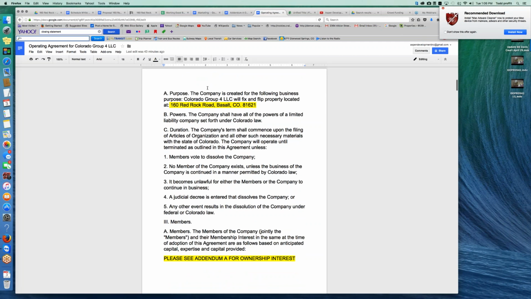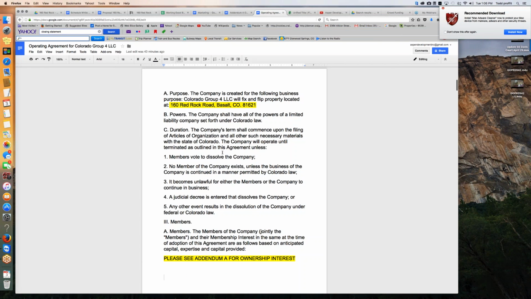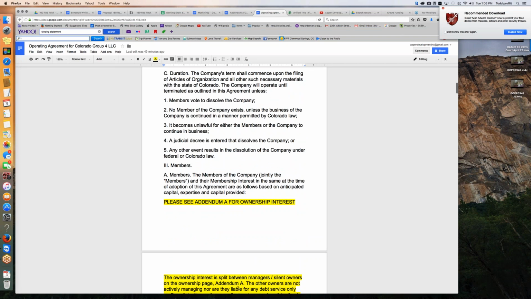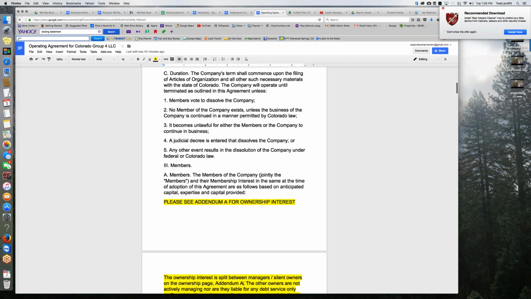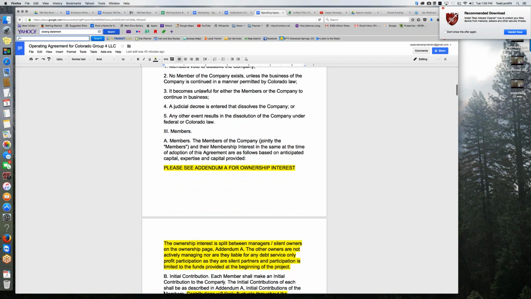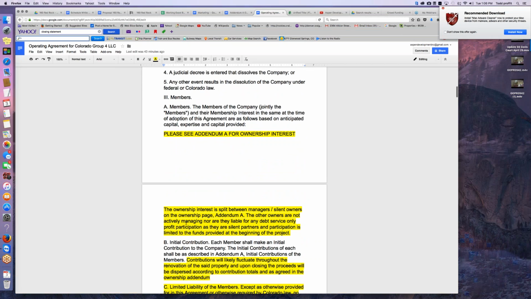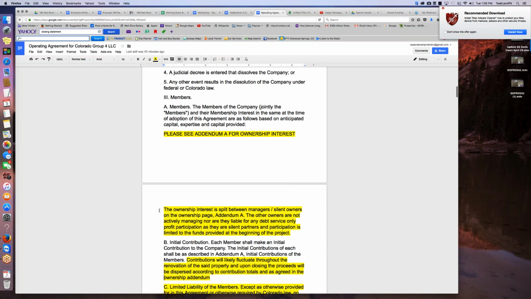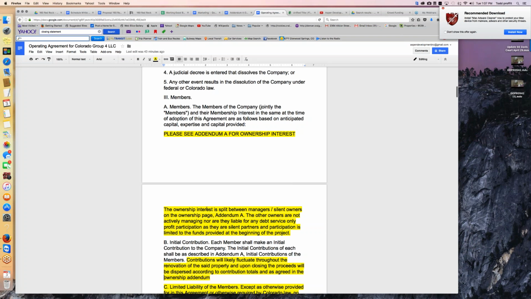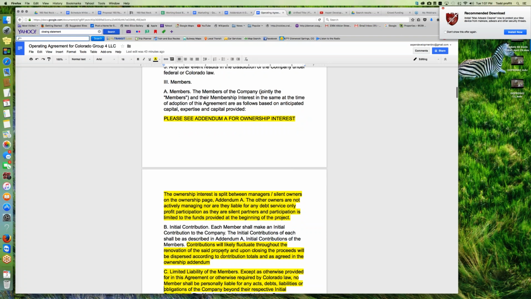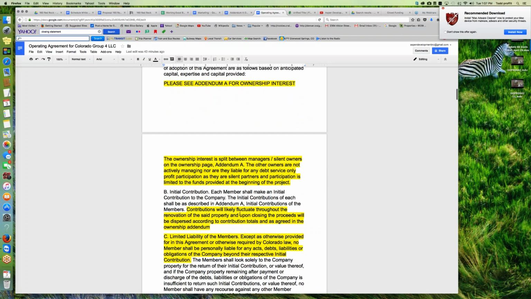But this is the purpose of the company, created for the following business purpose. It's to fix and flip Red Rock Road in Basalt. Okay, we do one property per LLC, just like any good business plan. Keep it simple. And then the addendum for ownership interest, that's what we just went over. That's the cash contribution for the percentage of ownership interest. And then this outlines, of course, how we're paid. Ownership interest is split between managers and silent owners. The silent owners don't have any liabilities.